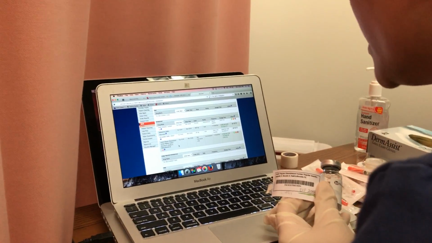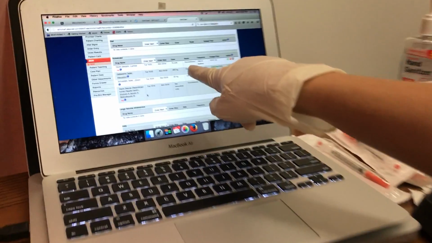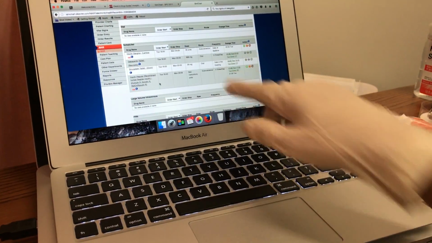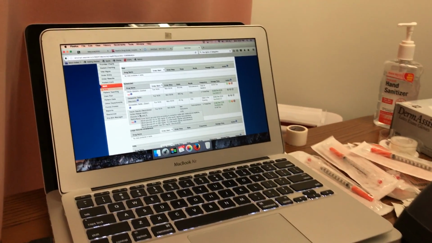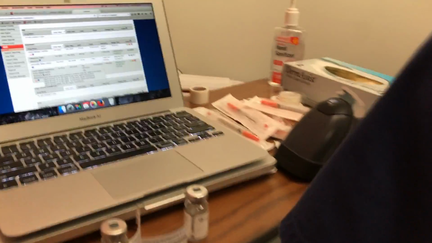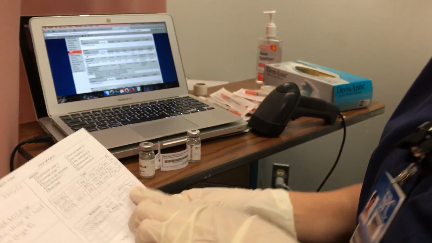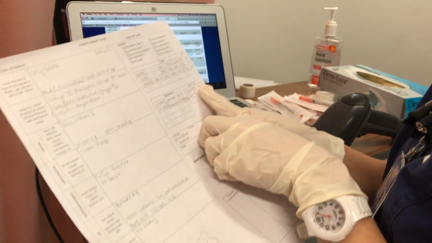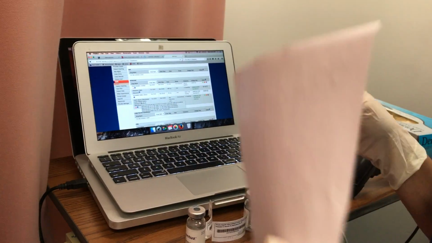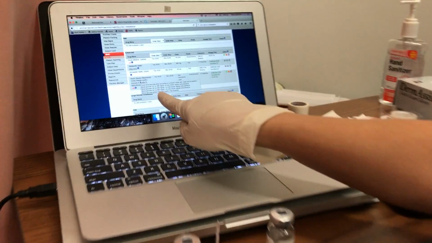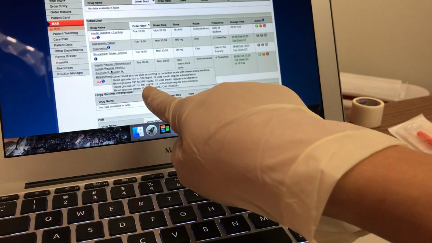So it's 18 units, and the student can confirm yes, 18 units for the Lantus. And then this one, since his blood sugar was 242 according to the chart, 242 is what we checked here, is glucose. So we're going to give 16 units of that, and then we're going to give 18 units of the Lantus.